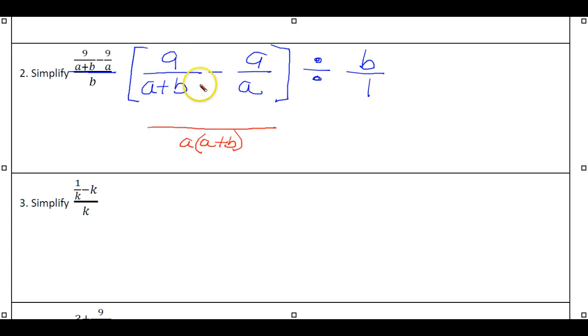And we're going to add these, and I'll show you how to do that. So our common denominator here is a, and then a plus b, just multiplying these two together. So we're going to multiply this by a 1 in the form of a over a. And we're going to multiply this, and I'm going to make this a plus, and I'm going to put my negative there. And multiply this by a 1 in the form of a plus b over a plus b.